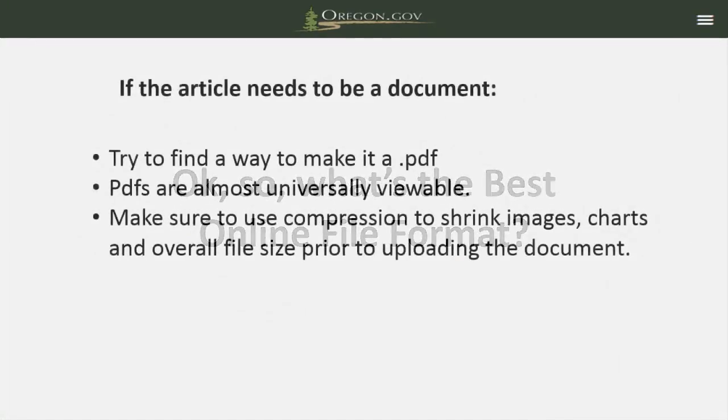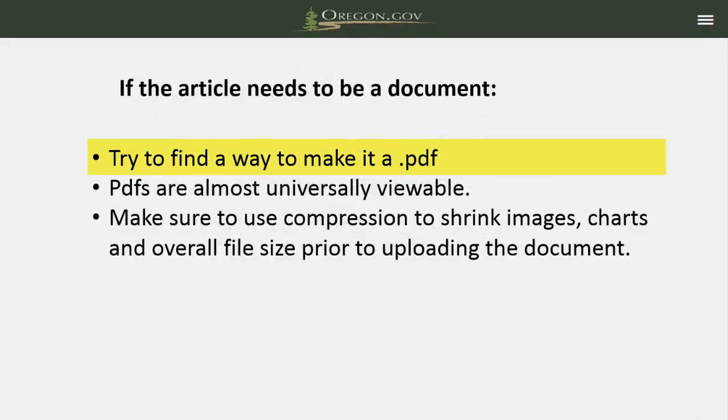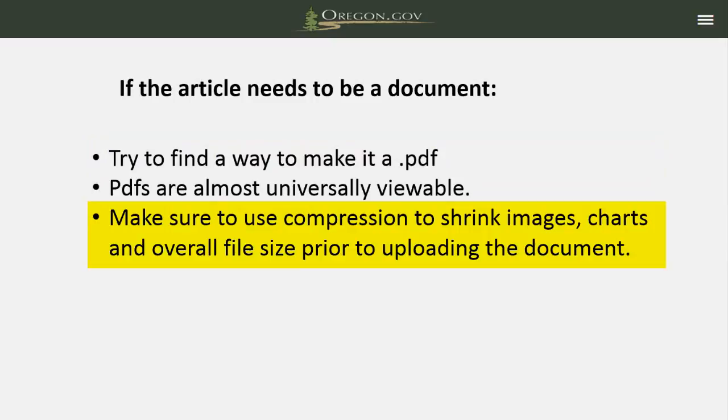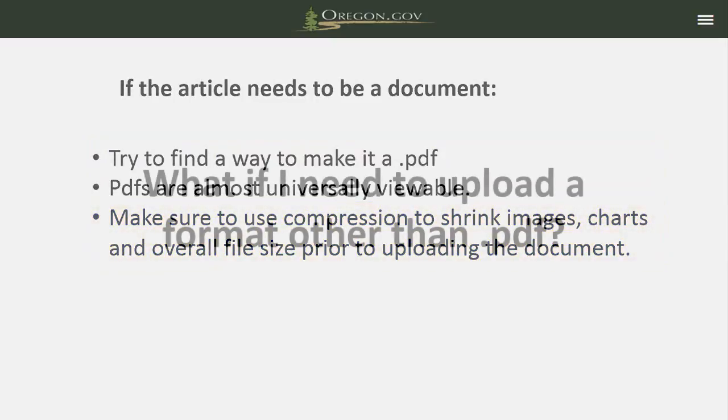If the article needs to be a document, try to find a way to make it a PDF. PDFs are almost universally viewable, where other formats require special viewers and possibly proprietary software. If a PDF is used, make sure to use the compression to shrink images, charts, and overall file size prior to uploading the document.